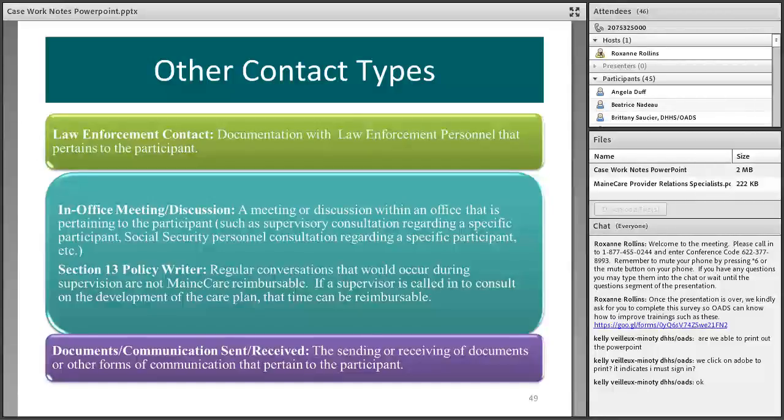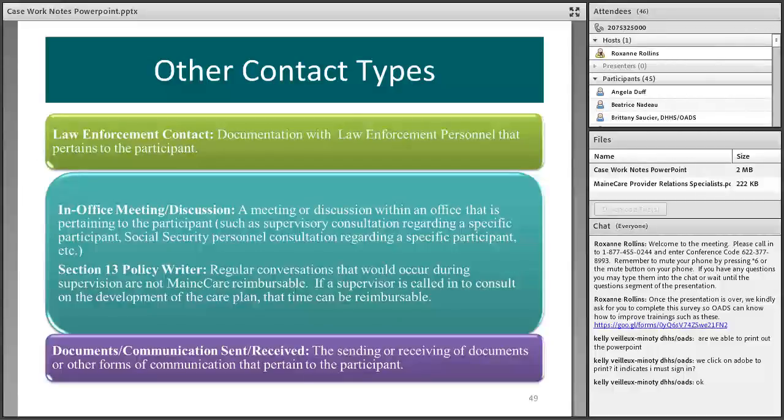And so we put this information in there from the Section 13 policy writer, in which he clarifies regular conversations that would occur during supervision are not MaineCare reimbursable. The supervisor is called in to consult on the development of the care plan. That time can be reimbursable. So that was their explanation for it. If you have any more information, I would really suggest that you contact Josh, because we can't technically define what MaineCare deems as billable or not, because they're a separate office.